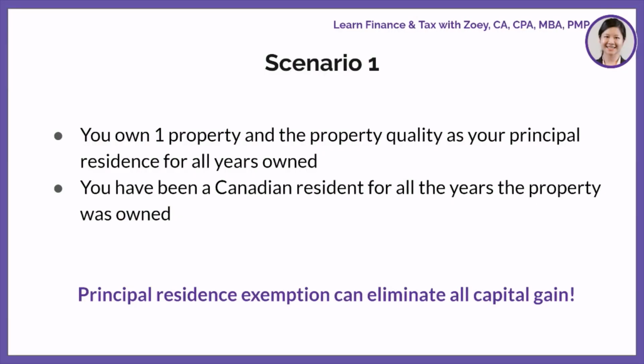In the first scenario, if the property was your principal residence for every year you owned it, and you have been a Canadian resident for all the years the property was owned, you do not have to pay tax on the gain.